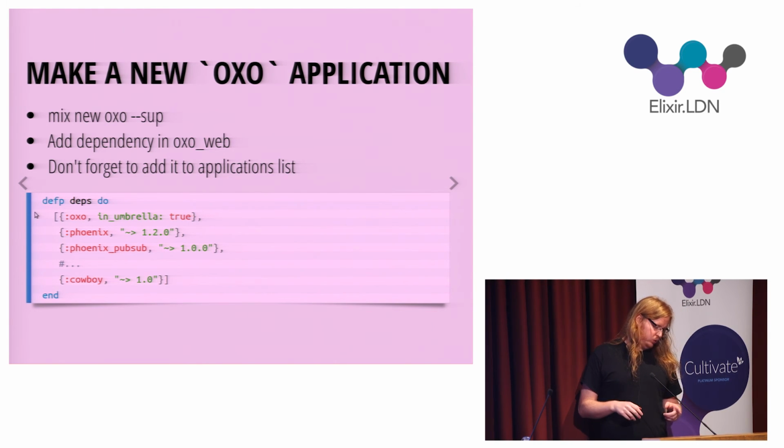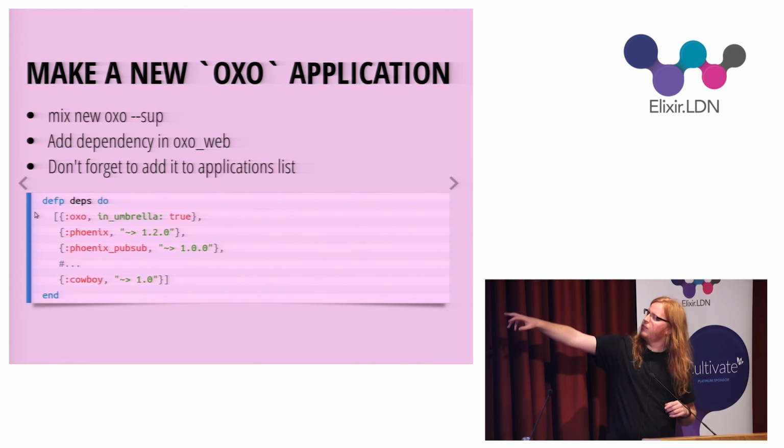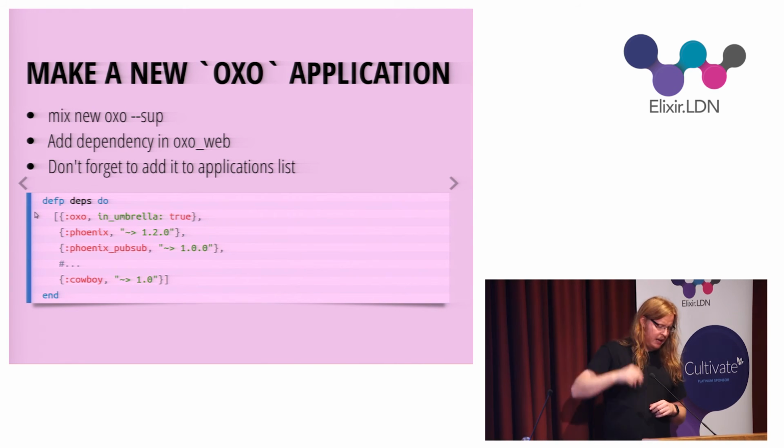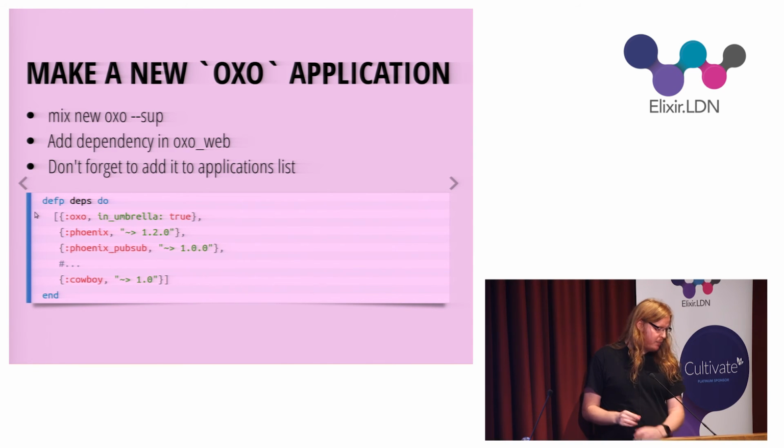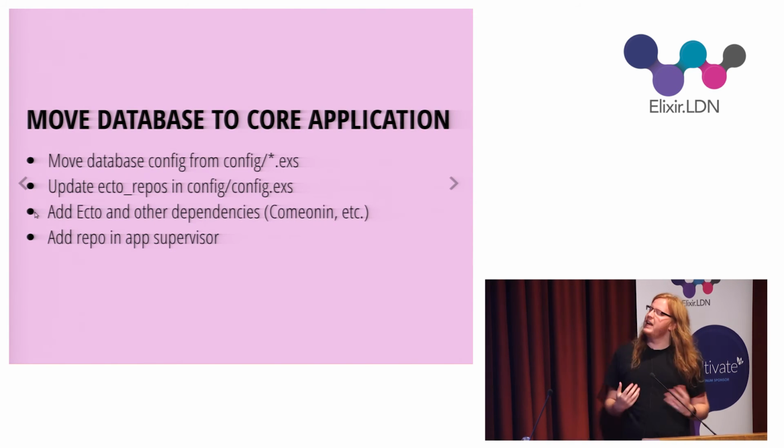We can do this using the in-umbrella option on the config, and that will tell Mix that this is another sibling in my umbrella. You also need to add it to the applications list, although there is some talk on the mailing list about maybe not having to do this. If you read the mailing list, you'll know what I'm talking about. If not, go read the mailing list. It's on there.